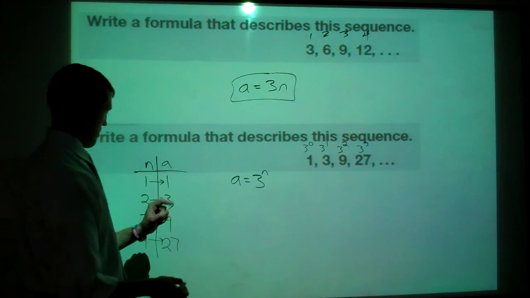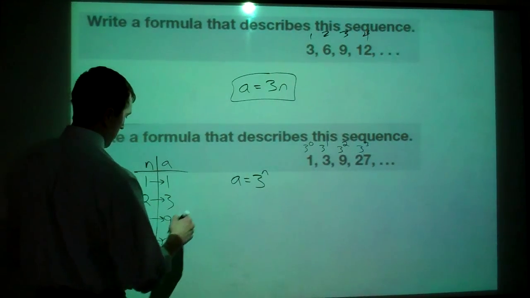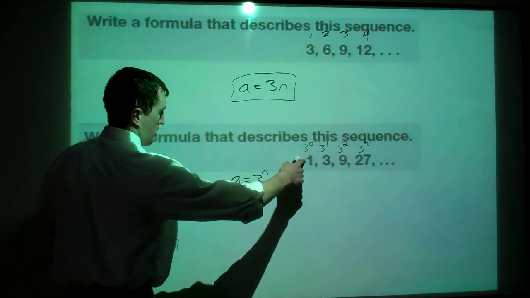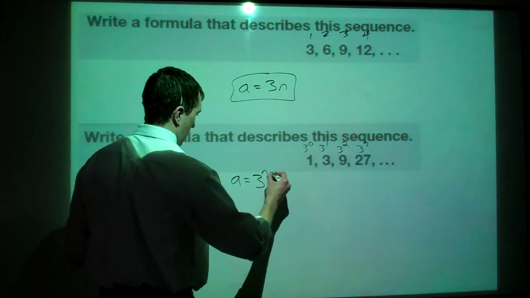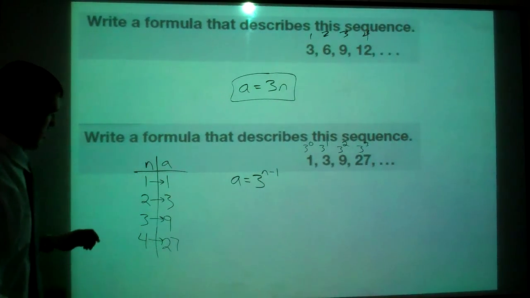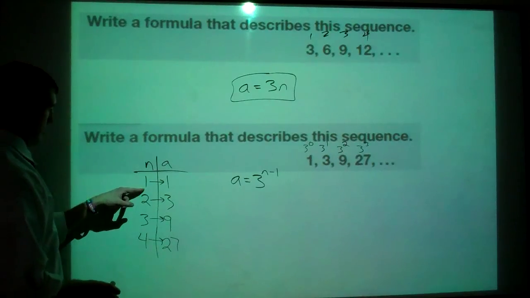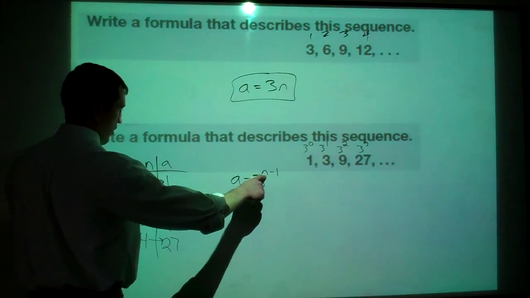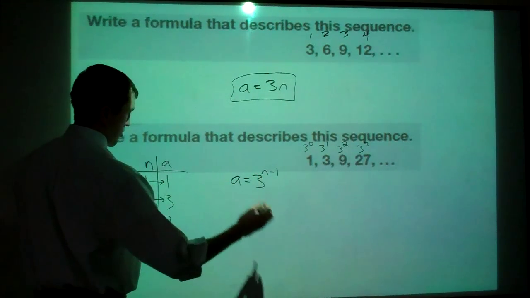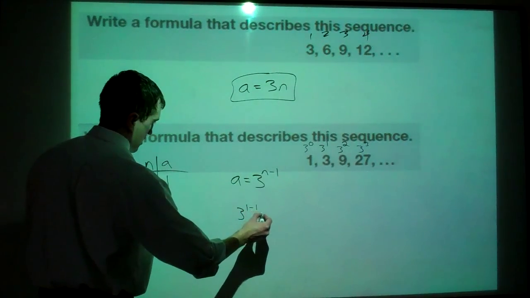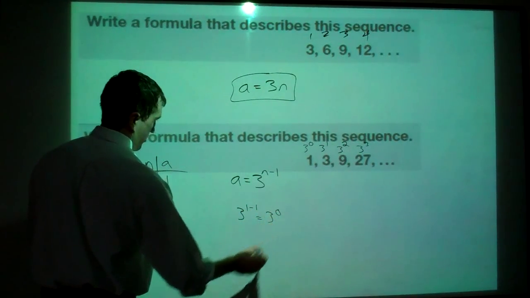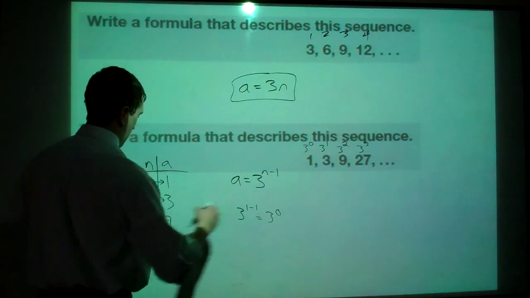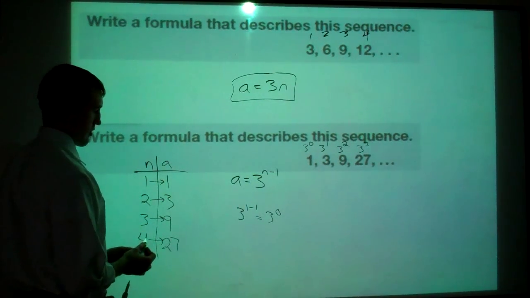Well, we want to get 3 to the 0 power. So 3 to the n minus 1 should get us there. Now if I put 1 in for n, I get 3 to the 1 minus 1, which is 3 to the 0. And 3 to the 0 is 1, and that's what we want. Okay, so it works for that one.